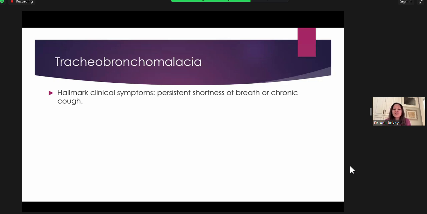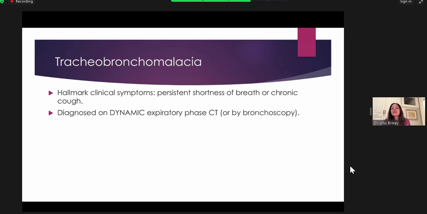And the clinical symptoms that you classically will see is persistent shortness of breath or a chronic cough that doesn't respond to steroids. And the way that you diagnose this is by getting a dynamic expiratory phase CT, or you can bronch the patient. So a dynamic expiratory phase CT is where they do the inspiratory phase just like normal, and then they do a second CT, and it can just be a short section, or you can do the whole chest. But basically the patient is breathing out, and while they're breathing out, they do the CT scan. And while they're breathing out, the trachea collapses.